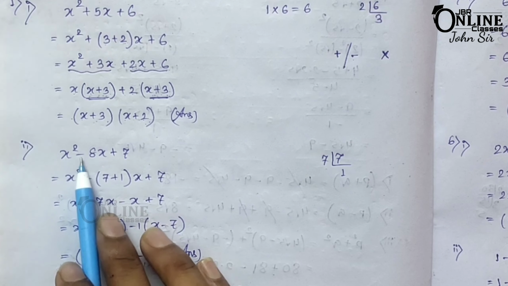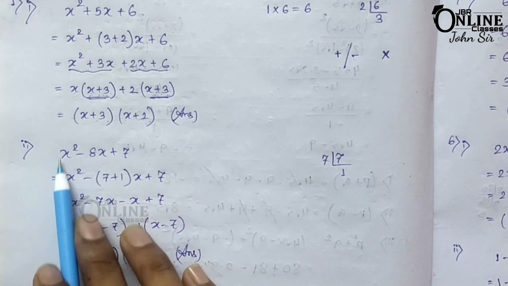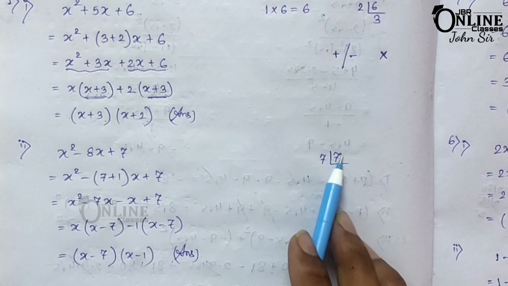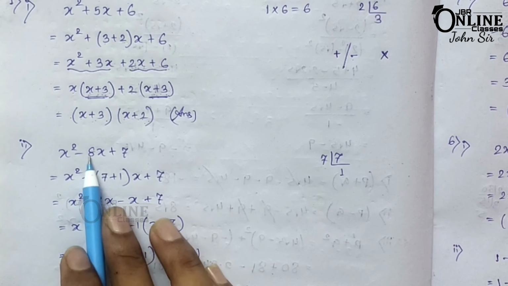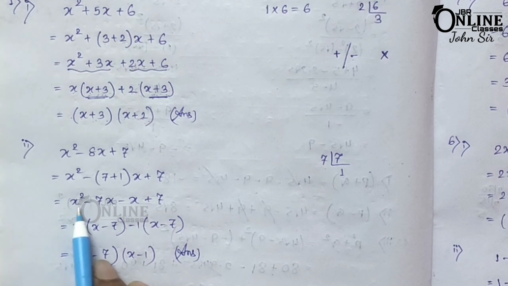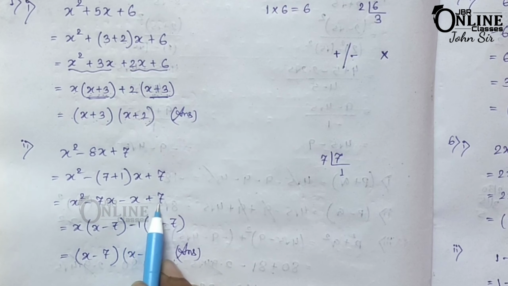In number 2, x square minus 8x plus 7. So here the coefficient of x square is 1, so 1 into 7 becomes 7. Now the factors of 7 are 7 and 1. So instead of 8 you can write 7 plus 1. Then open the bracket, it becomes x square minus 7x, then minus x plus 7.